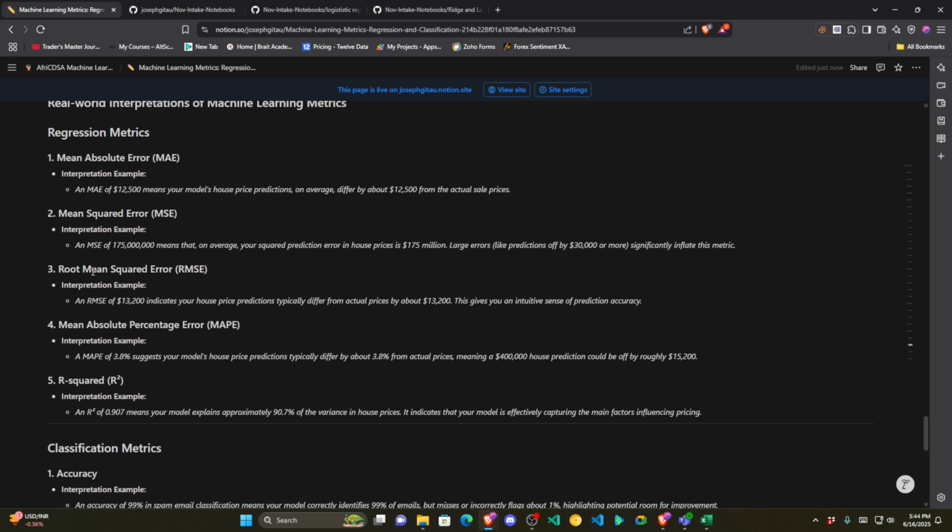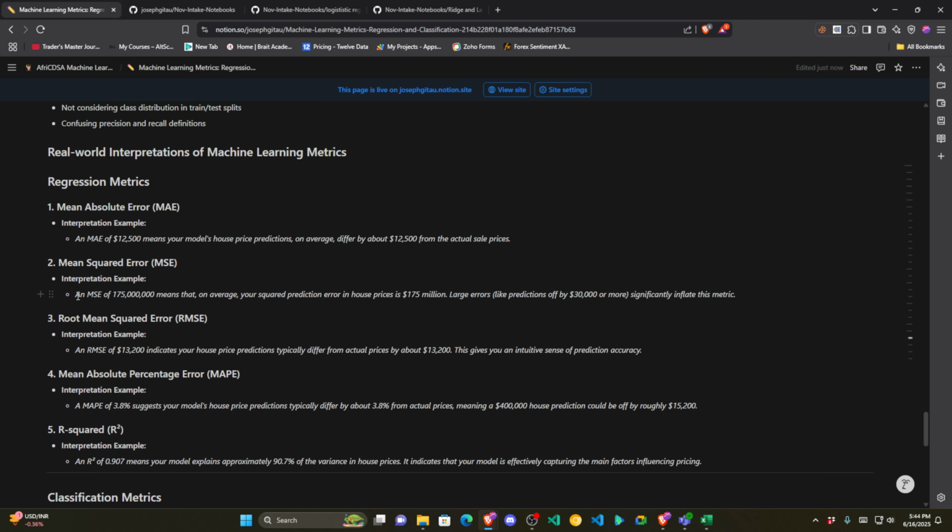So if we come back down here to the interpretation part, let me expand this. It means that an MSE of 179 million means that on average your squared prediction error in the house prices is 175 million. So large errors like predictions off by 30k or more significantly inflate this metric. Okay, so if you have outliers in your dataset, then they will significantly inflate this metric, and that's the reason as to why we use mean absolute error most of the time.